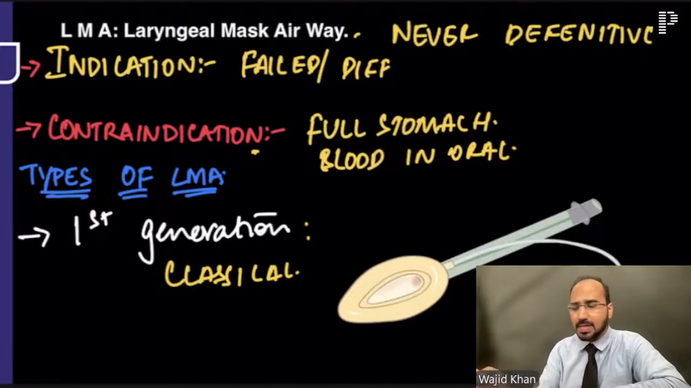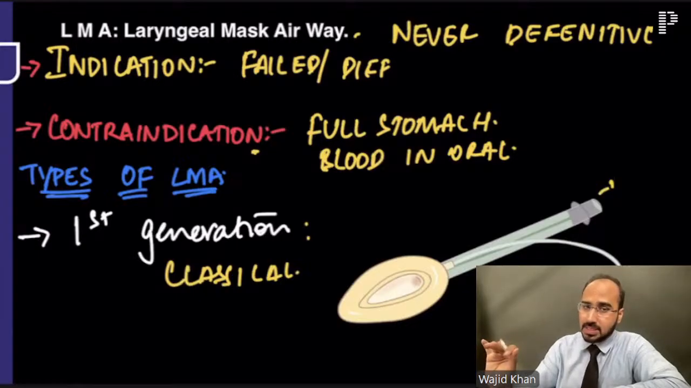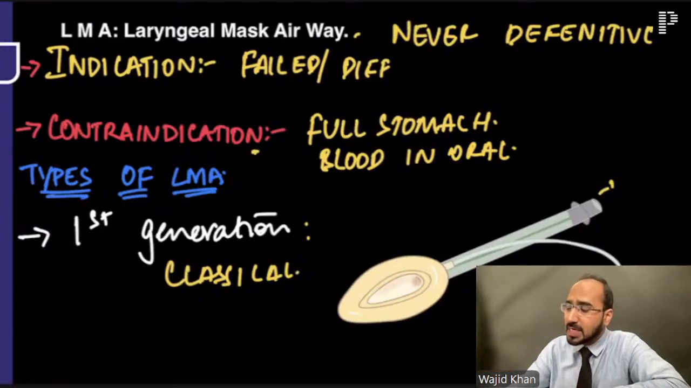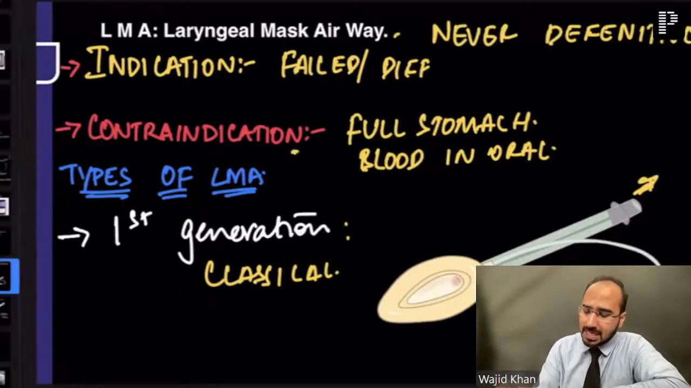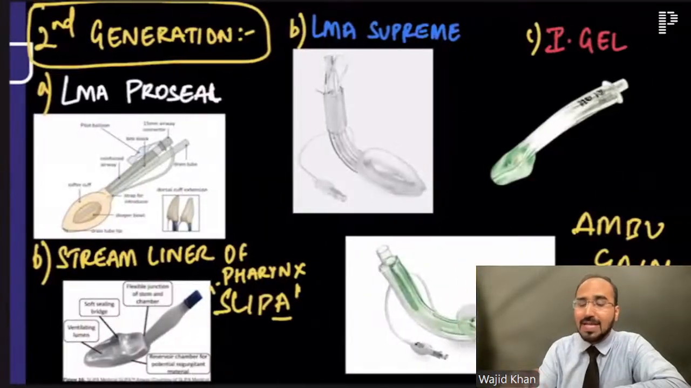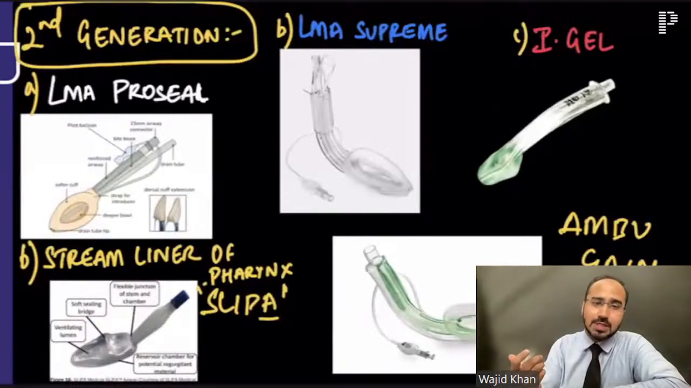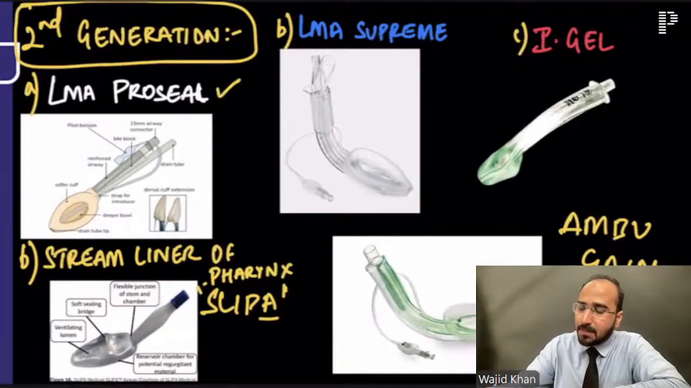Now, in this LMA, depending upon the ports, there are two types of LMA. First generation and second generation. Just look over here, guys. Single port. These are the common generations. There is a third generation also, but you have to remember the first generation LMA is a single port, classical LMA. Whereas if you add an additional gastric port, which is used for deflating the stomach, through which you put a Ryle's tube, then there are many LMAs in the second generation. There is LMA ProSeal, there is LMA Supreme, there is i-gel. Now you don't have to confuse yourself. Sir, where in the i-gel are there two openings?